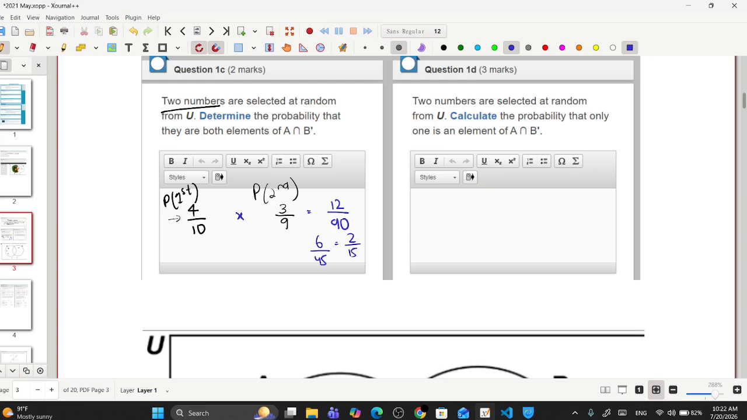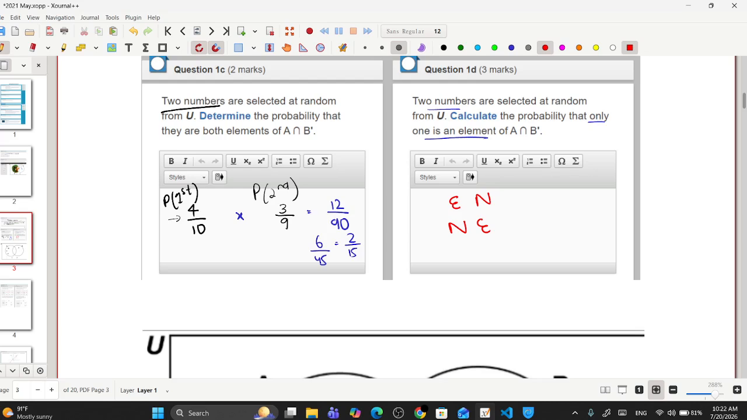Okay, this is a little bit tricky, so have a look. It says two numbers are selected. Calculate that only one is an element, which means that there are two possibilities, right? Maybe this is an element and this is not an element, or this is not an element and this is an element. So there would be two types of possibilities.